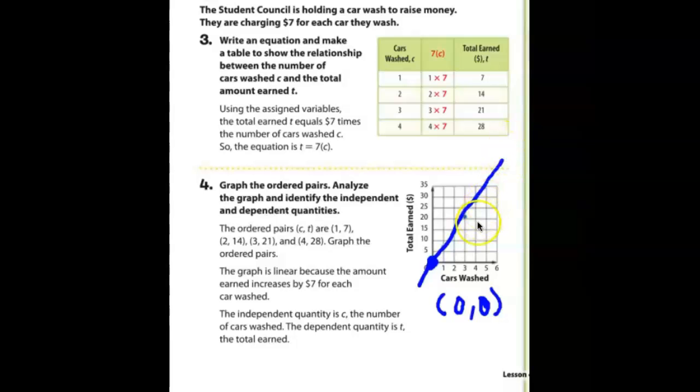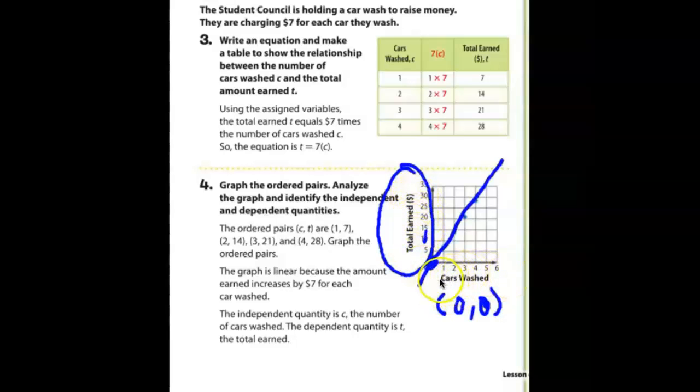So finally, even though it's kind of obvious at this point, what is the independent quantity? What's the dependent quantity? Well, if you wash more cars, you earn more money. So which one is dependent? Is the amount of money that you earn dependent, or is it independent of the number of cars you wash? Answer that for me now, please. Okay, the fact that it's actually on the y-axis is a huge clue too. Y-axis is always the dependent variable. So y is the dependent variable.